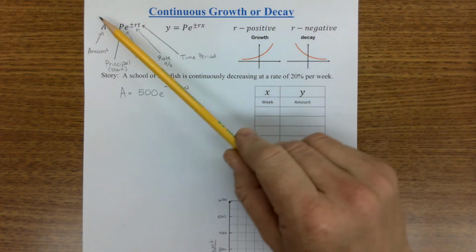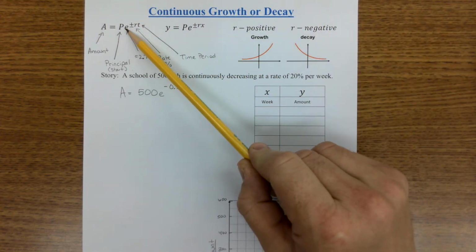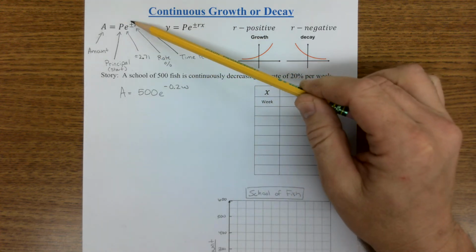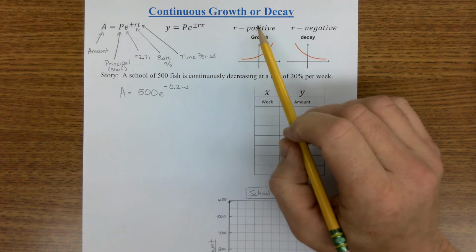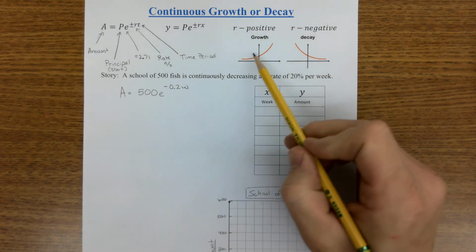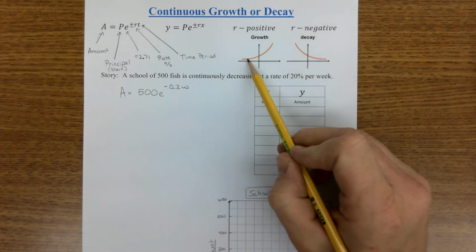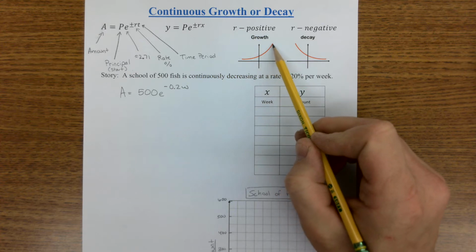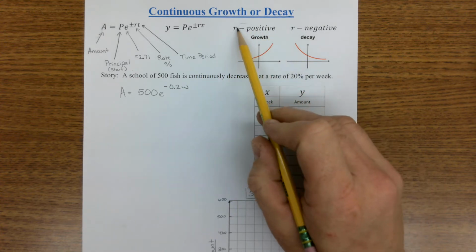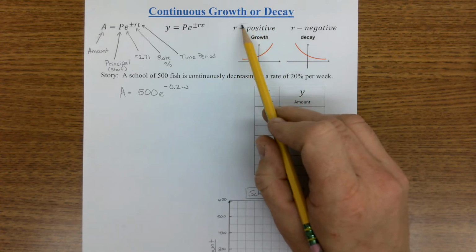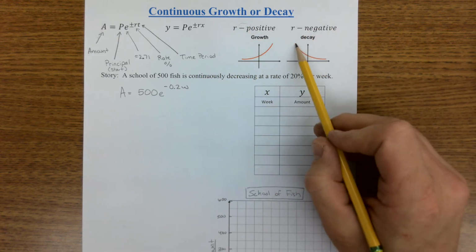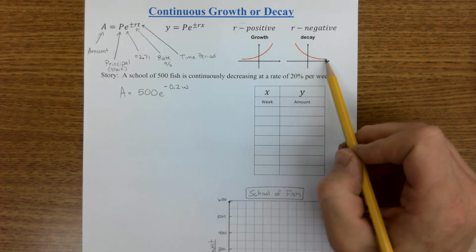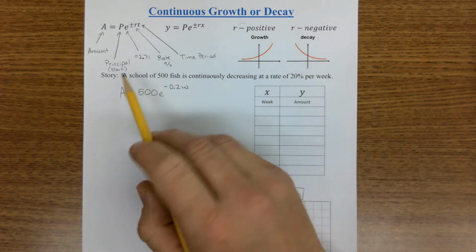I want to give you some help with the continuous growth or decay formula. Here's our formula: A = Pe^(rt), and the r can be positive or negative. A positive growth rate starts off slowly, then speeds up and gets faster and faster. But when r is negative, we have a decay rate, meaning it goes down quickly, then slows down. So here's our story problem.